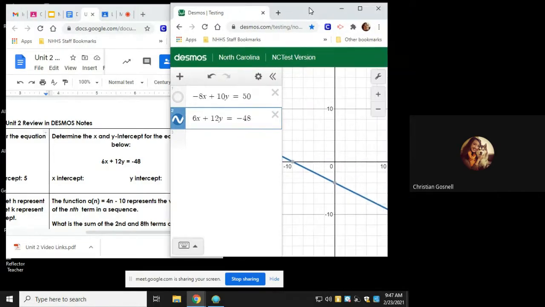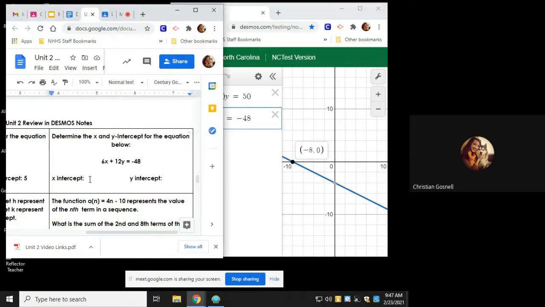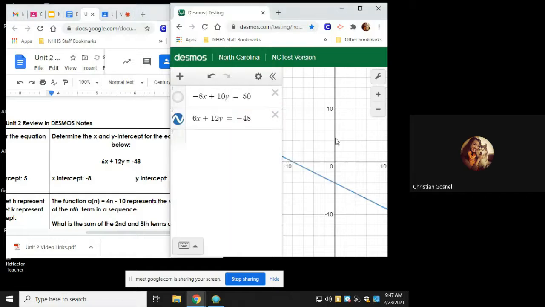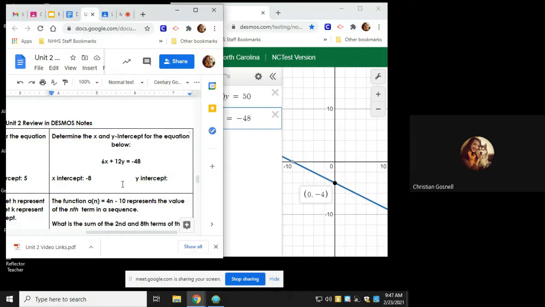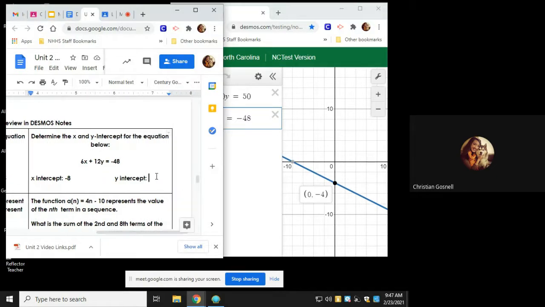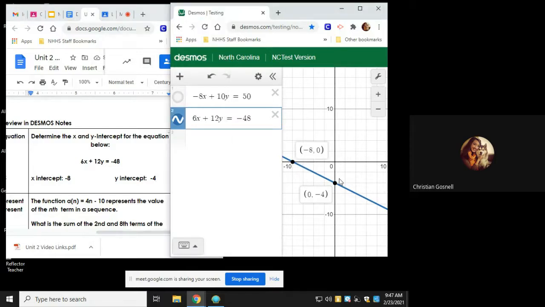The x-intercept is where this blue line crosses the x-axis. The x-axis is the one that's horizontal, and that would be a negative 8. The y-intercept is going to be where this blue line crosses that y-axis, and that would be a negative 4. So finding the x and y-intercept is just clicking the appropriate places where those occur in Desmos. It's that easy.